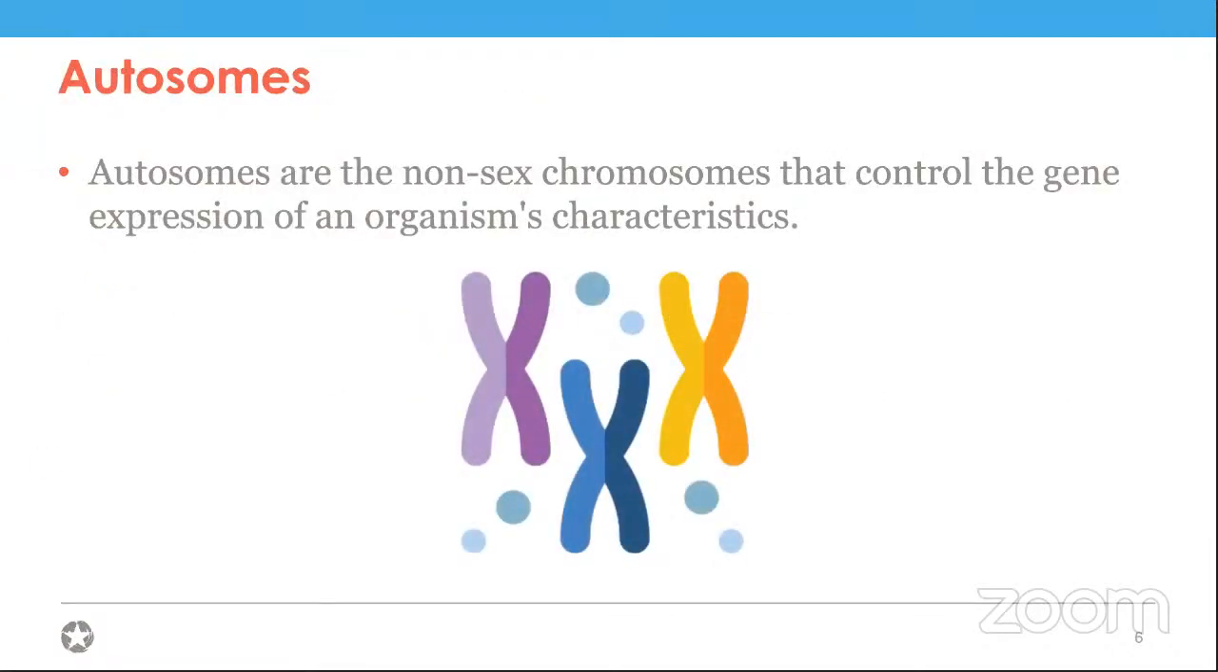Autosomes are the non-sex chromosomes that control the gene expression of an organism's characteristics. These 22 chromosomes code for a variety of features in both your phenotype, so observable characteristics like hair color or eye color, and genotype, the genetic composition of a person.